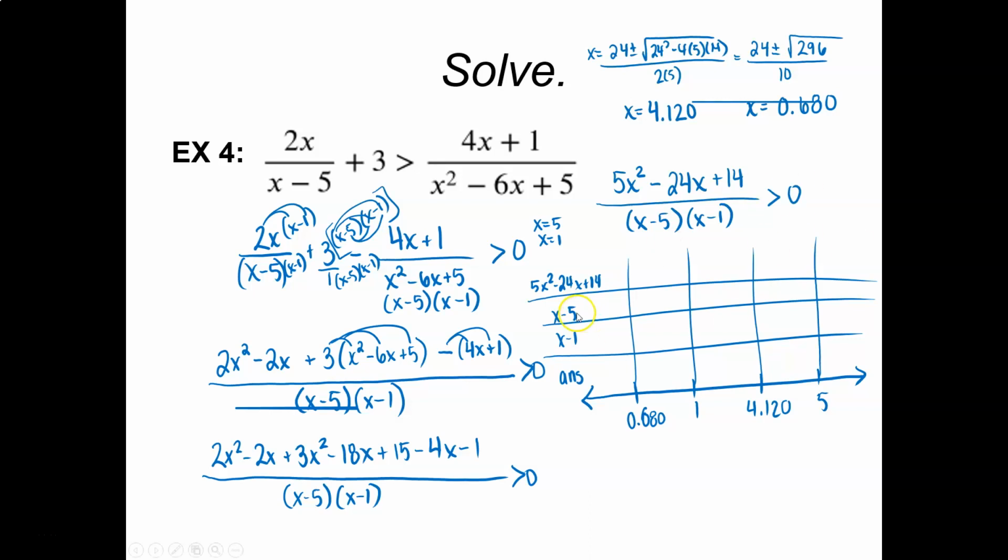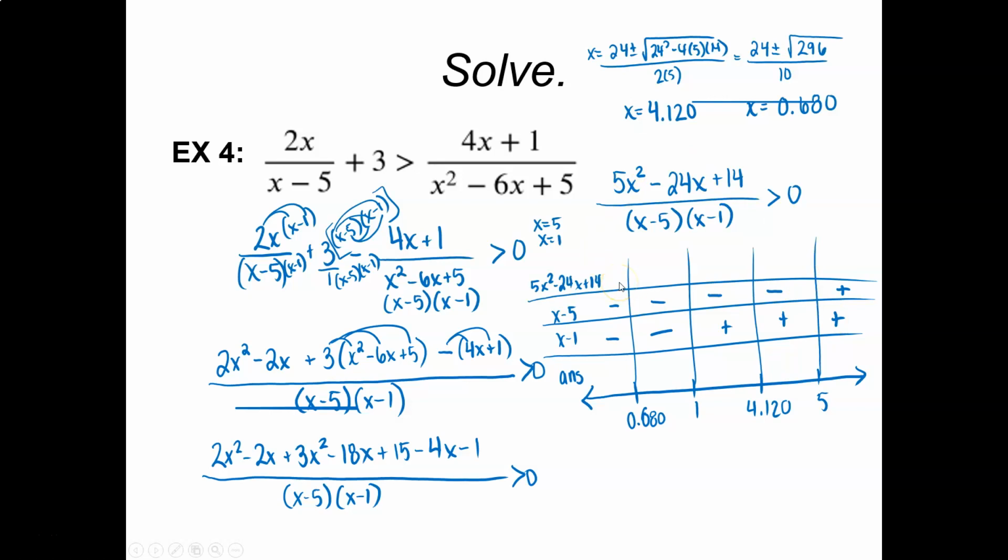Let's do these bottom 2 lines first, and then we'll worry about that top line. So this one, we're going to have negative, negative, negative, negative. It's going to switch to positive at the 5. And this one will have negative, negative. It's going to switch to positive at the 1. Right? That's like we've been doing.